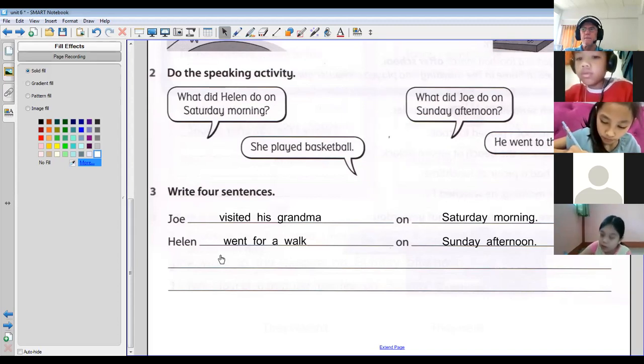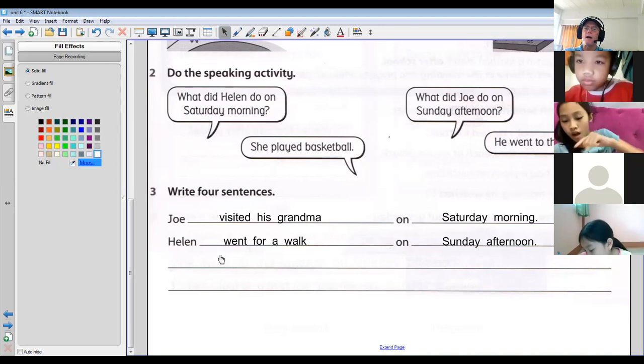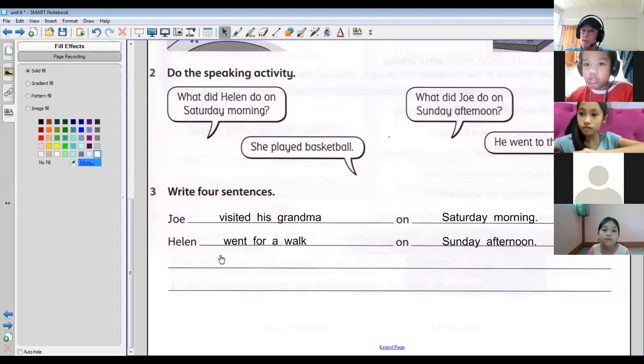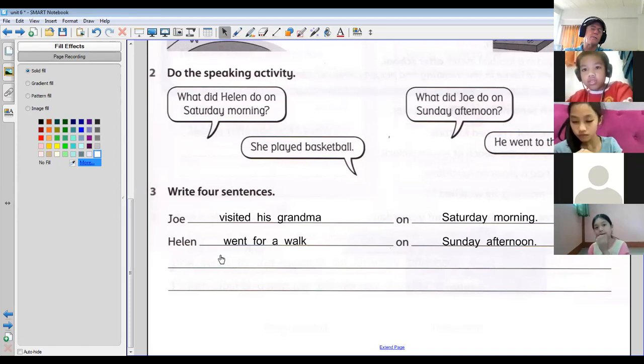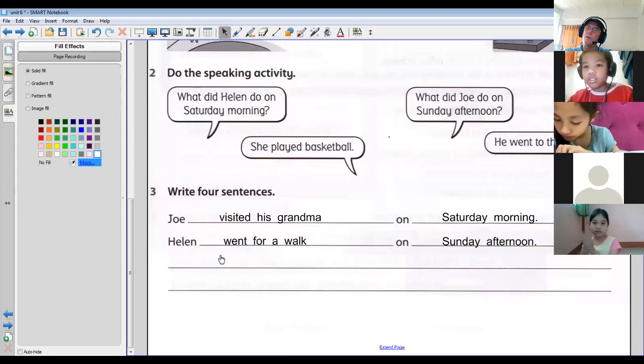Or it could be something like, Shogun played football after school yesterday. Or it could be something like, my mum cooked dinner yesterday, or it could be something like, I studied English with teacher Cam yesterday, or it wasn't yesterday, was it? I studied English with teacher Cam on Wednesday morning when you had a class.